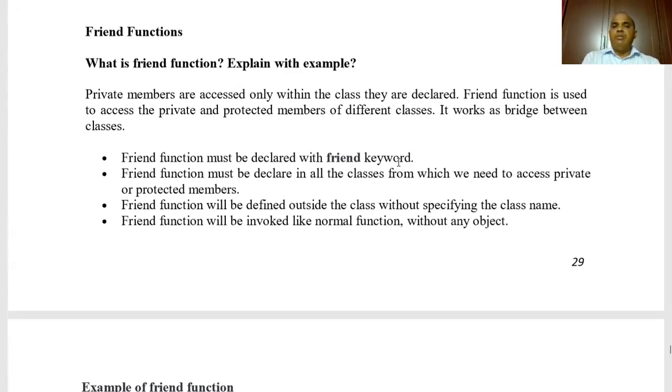Next one, a friend function will be defined outside the class without specifying the class name. Clear?